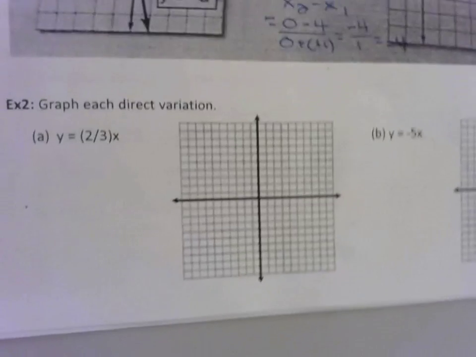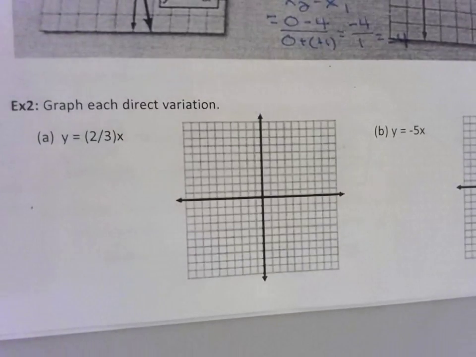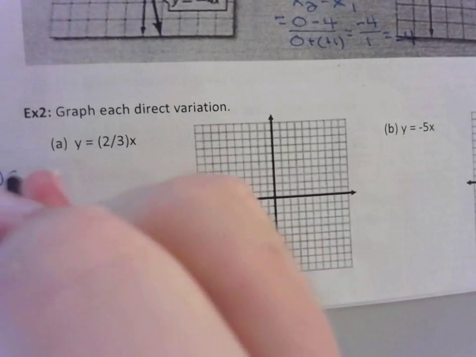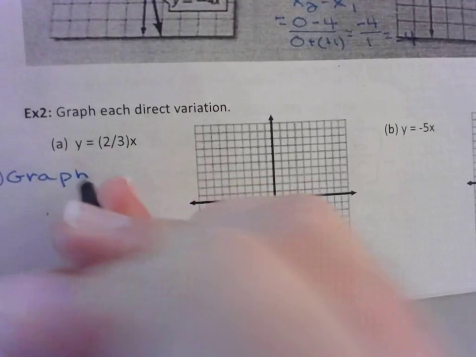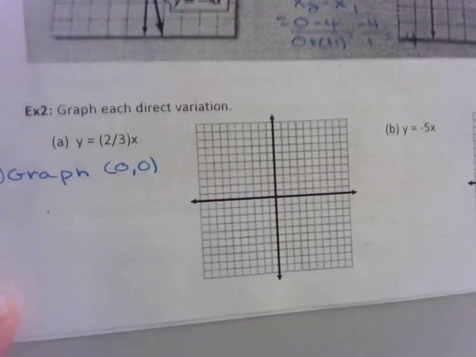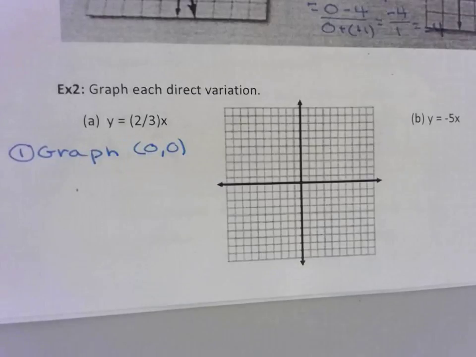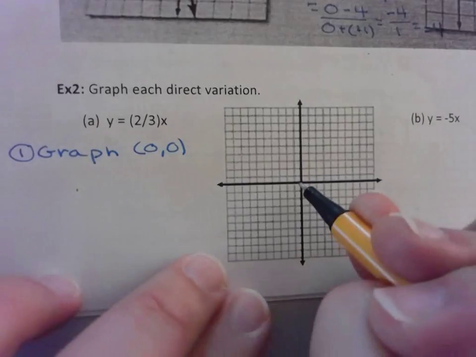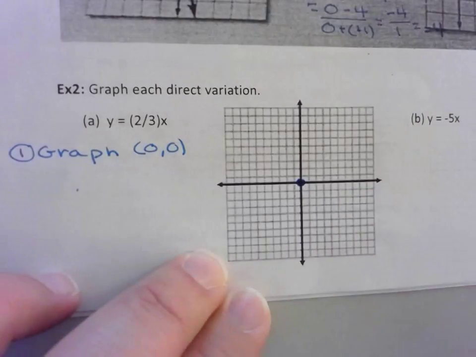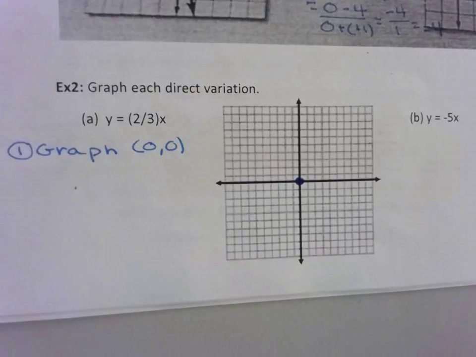So as I look at example 2, I give you the equation. Now I want you to actually graph it for me. So first thing you need to graph is 0, 0. A direct variation equation, one that looks like y equals a number times x, y equals kx, will always go through 0, 0. So when you're graphing these, the first thing you want to graph is 0, 0. So we're going to put a point at 0, 0. Always for direct variation, they go through 0, 0, which makes your life a little easier.